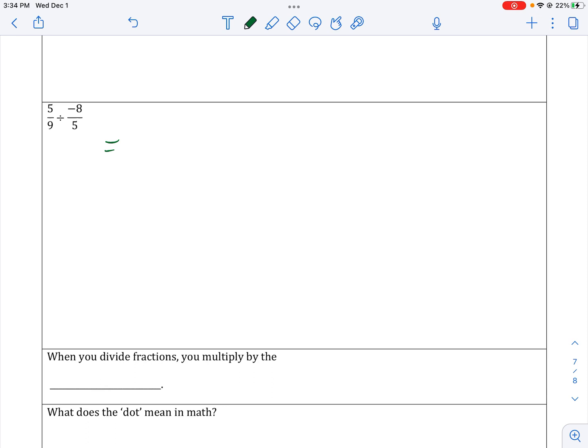You do not need common denominators when multiplying or dividing fractions. You do not need that. So I have 5 over 9, but when I divide fractions, instead of dividing, you multiply by the fraction's reciprocal. Reciprocal means to flip the fraction. So negative 8/5 is the same thing, or we multiply that as negative 5/8. So very key here. When dividing fractions, we multiply by its reciprocal.